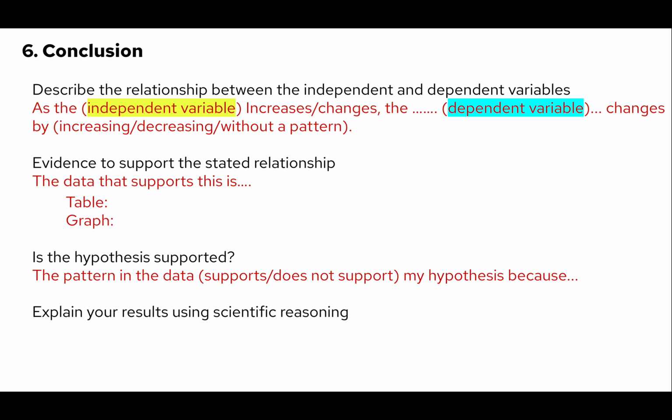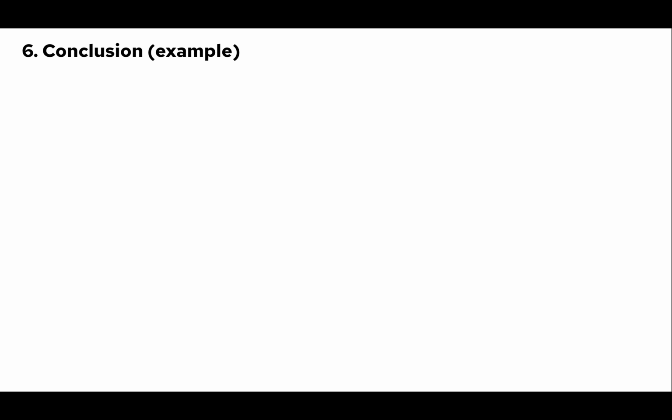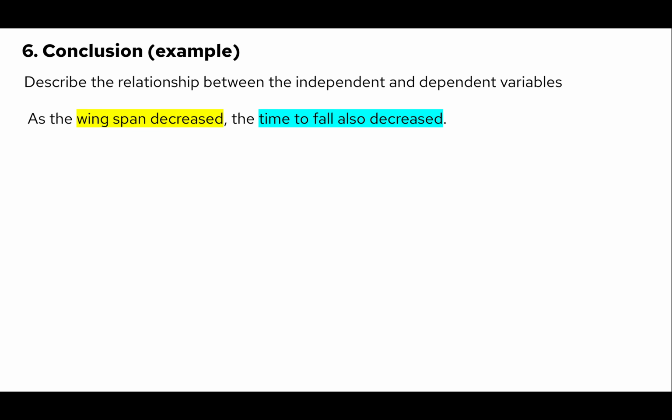Then you're going to explain your results, and you're going to use scientific reasoning. So you would say the science knowledge that could explain my results is, and then you would state what that scientific reasoning is. Remember always to document your source. So let's look at an example. And again, we're going to continue with our helicopter experiment. We're going to first describe the relationship between my independent and dependent variables.